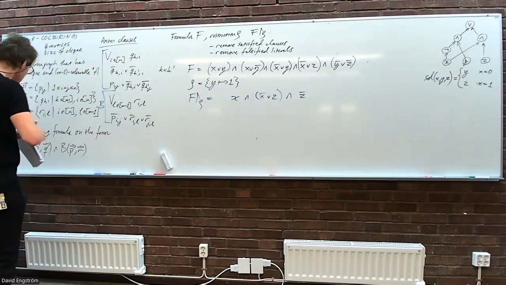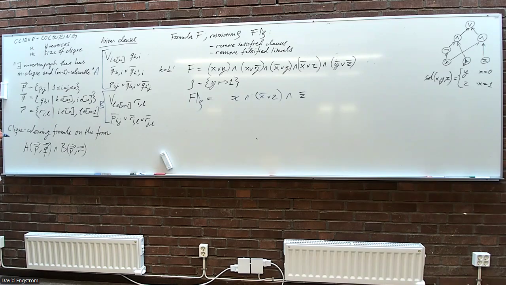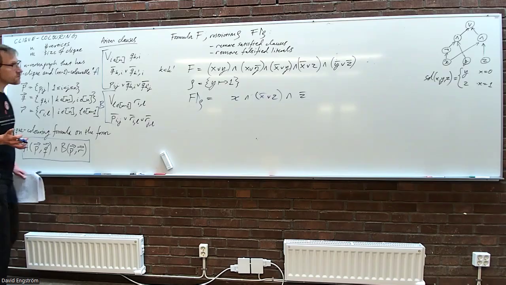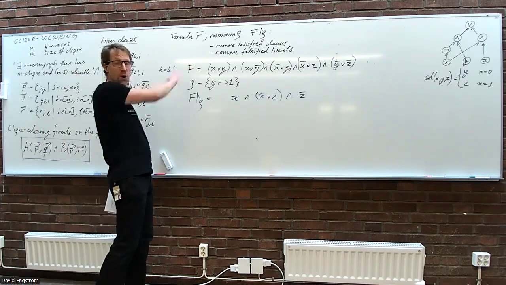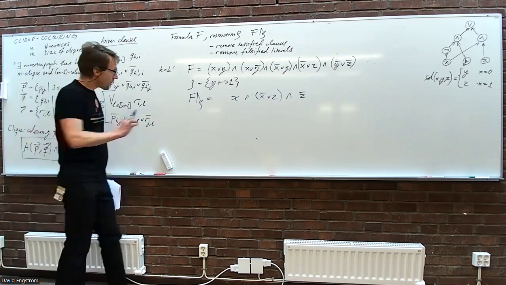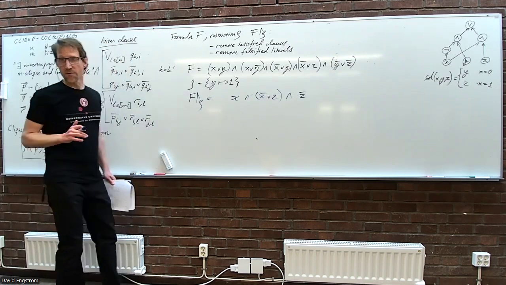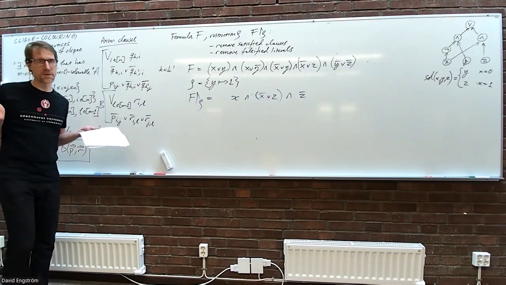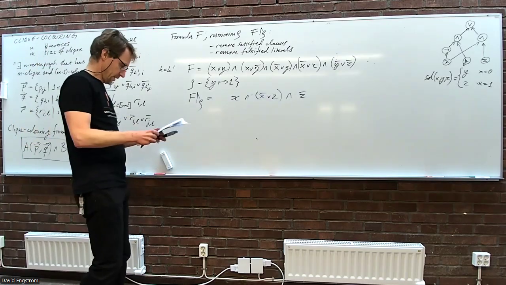And now here comes the interesting thing. Okay, so first, let's make a few simple observations. Suppose that F is unsatisfiable, and let rho be any restriction. And obviously F restricted by rho is still unsatisfiable. Otherwise it would be super surprising.